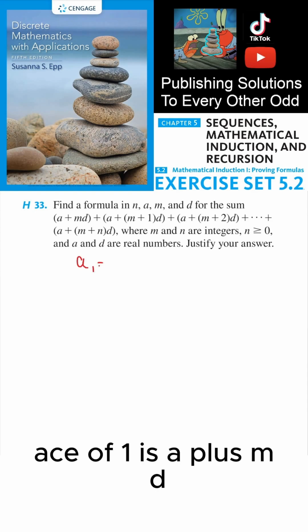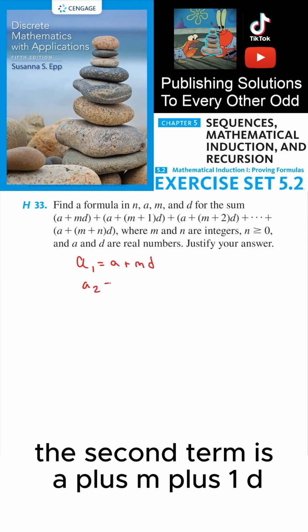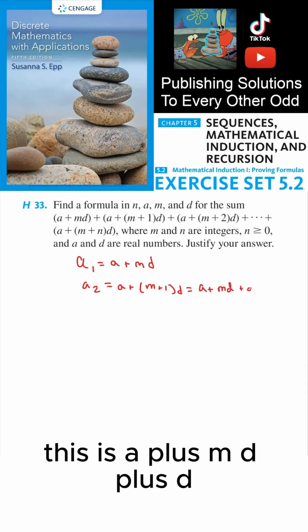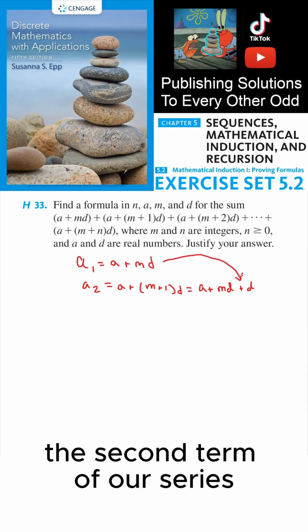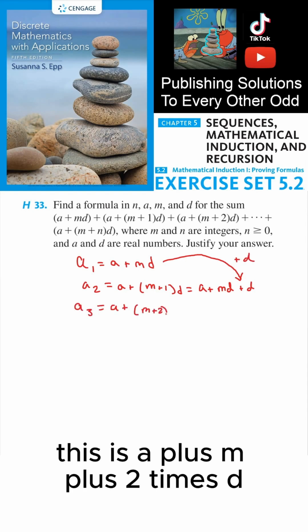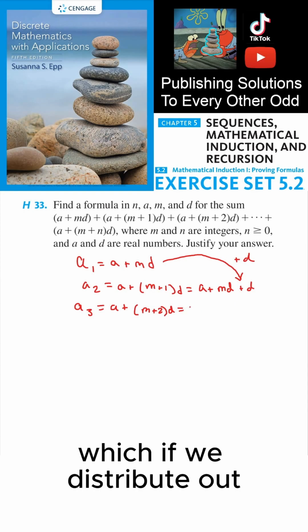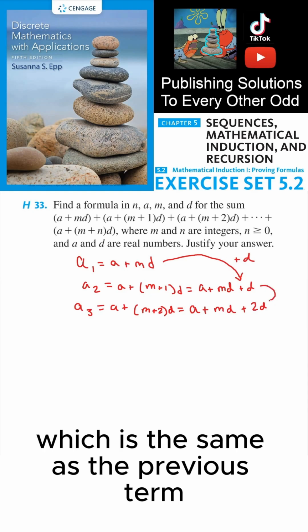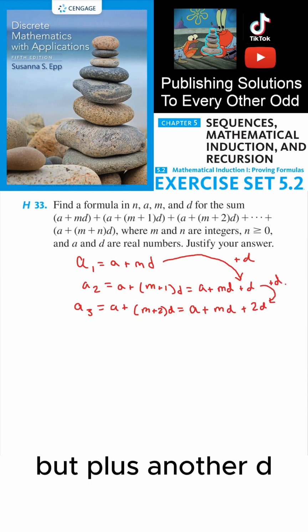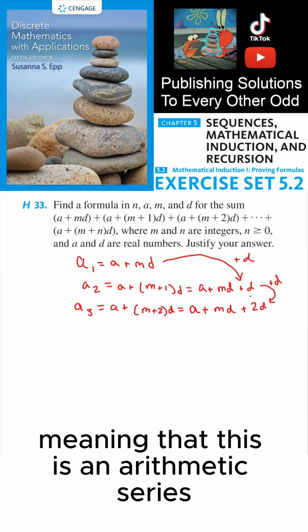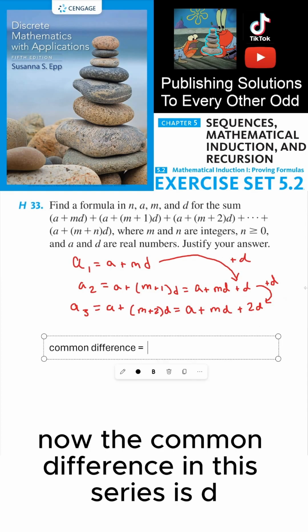The first term, a sub 1, is a plus md. The second term is a plus (m + 1)d. But if we distribute that d using the distributive property, this is a plus md plus d. And so to get from the first term of our series to the second term, we just have to add d. For a sub 3, this is a plus (m + 2) times d, which if we distribute out, this is a plus md plus 2 times d, which is the same as the previous term, but plus another d. And so if you notice, each consecutive term is found by adding d, meaning that this is an arithmetic series. Now, the common difference in this series is d.